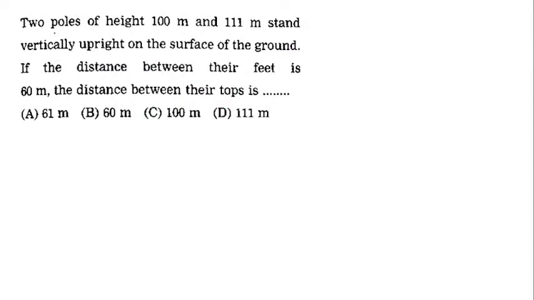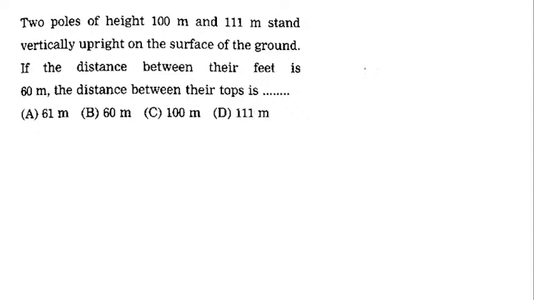Now this is the word problem based on the Pythagoras theorem. Two poles of height 100 meters and 111 meters stand vertically upright on the surface of the ground. If the distance between their feet is 60 meters, the distance between their tops is whether 61 meters, 60 meters, 100 meters or 111 meters.